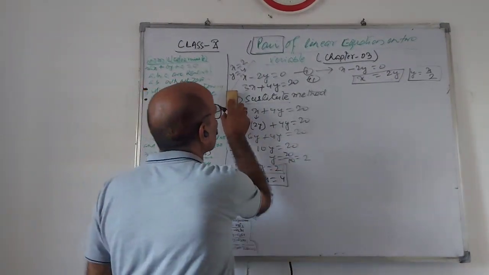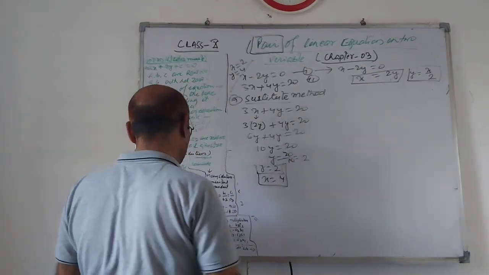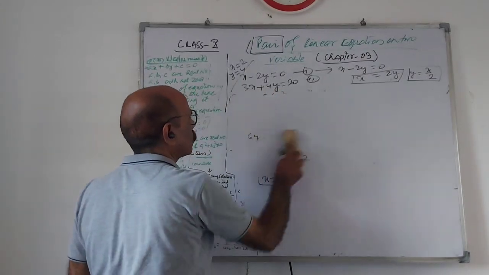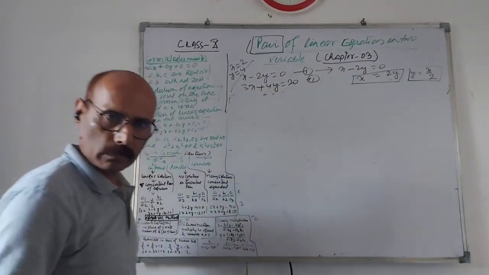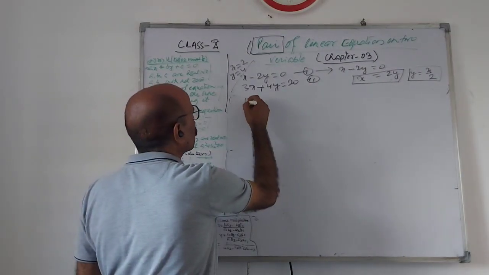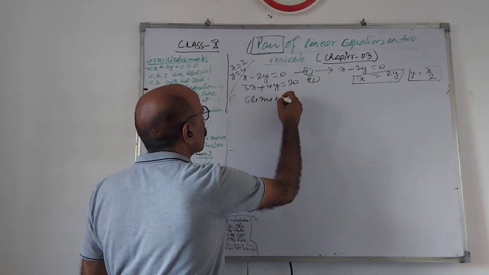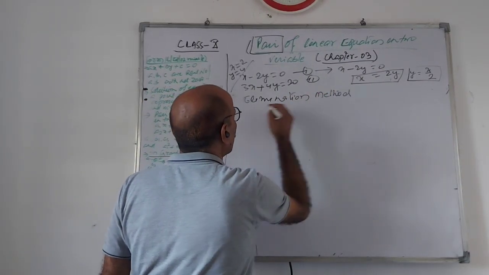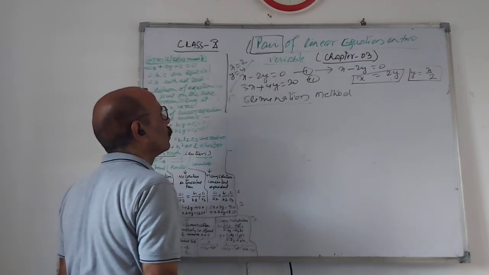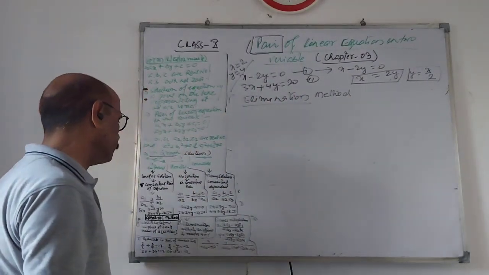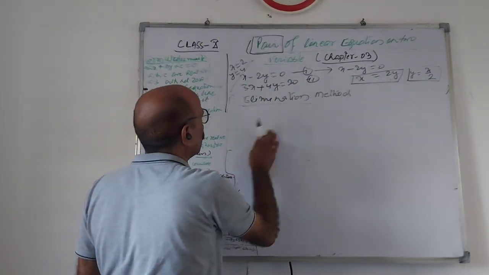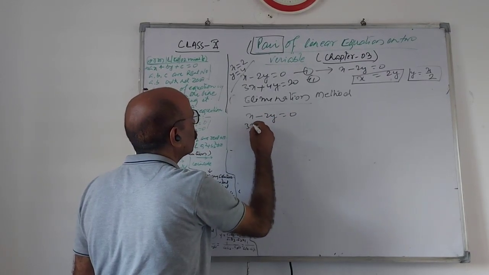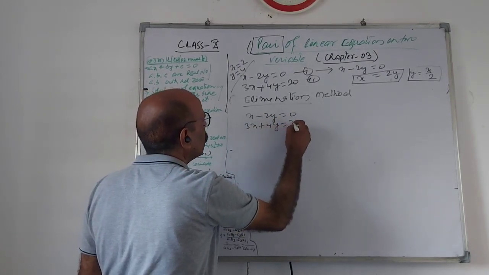Now solve the same equations with the elimination method, another method. This you understood? Now next. By the name itself, eliminate. Okay? In the elimination method, we eliminate either x or y. So we take x minus 2y is equal to 0, and 3x plus 4y is equal to 20.